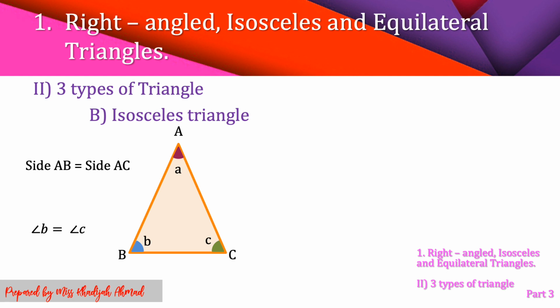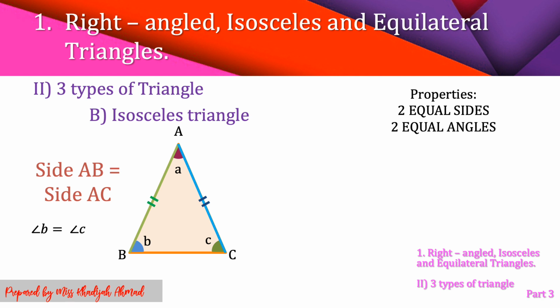The second one, an isosceles triangle, is a type with 2 equal sides and 2 equal angles. Double line indicators shown on both sides represent that the sides are equal. That means side AB and side AC are equal. The angles that are equal are the ones that are opposite to the equal sides. So here, side AB is opposite to angle C, and side AC is opposite to angle B. Hence, angle B equal to angle C.